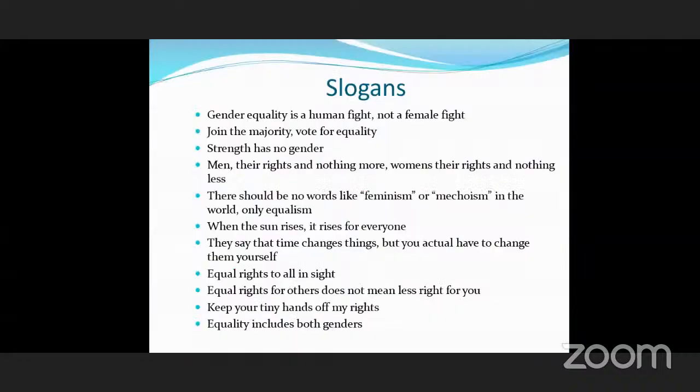As our group's title is Aspiration, it means motivation. So our topic is gender equality, and we are here to motivate about gender equality. Our group's slogans are: gender equality is a human fight, not a female fight. Join the majority, vote for equality. There should be no word like feminism or machoism in the world, only equalism. When the sun rises, it rises for everyone, everywhere. Equal rights for others does not mean less rights for others.